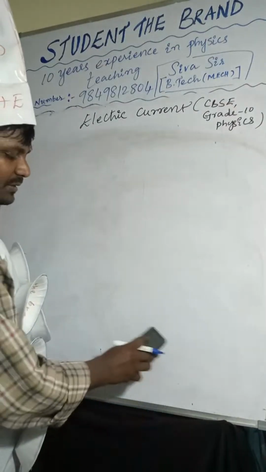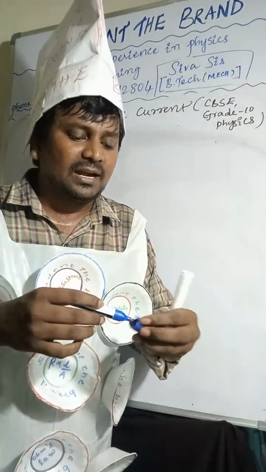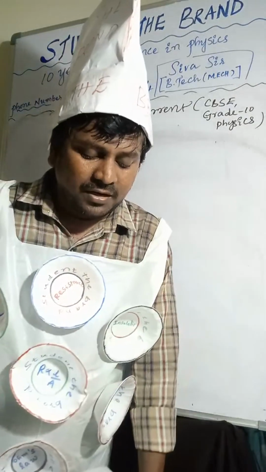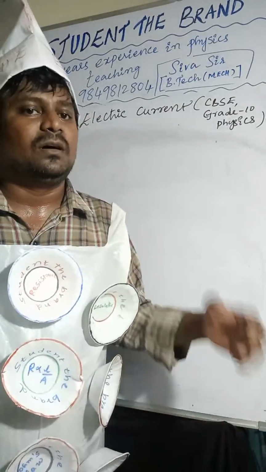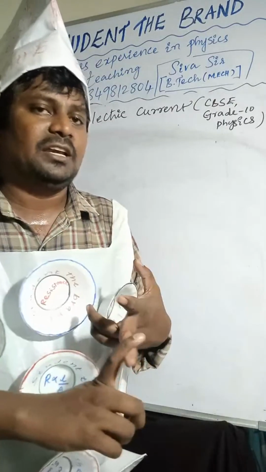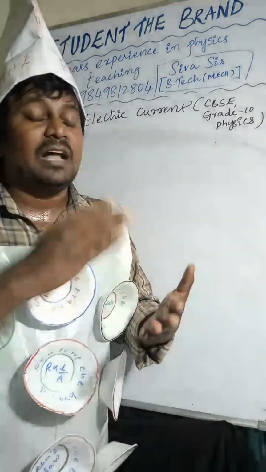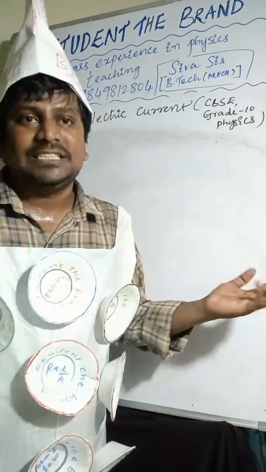Next topic, resistance. Resistance is nothing but the phenomenon of opposing the electric current. The SI unit of resistance is ohm. Resistance depends on length, on area, and also on temperature and material of the conductor.